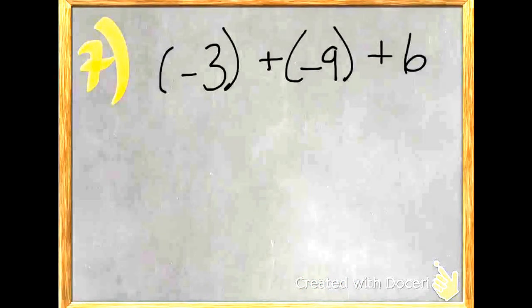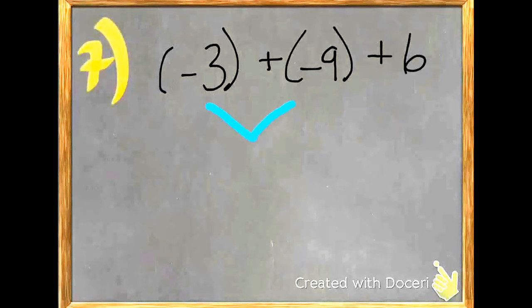All right, so if I follow my strategy of liking to add the negatives together first, or the ones that have the same sign first, I'm going to get a negative 12. Now they're going to fight. The negative is bigger, so my answer is going to be negative. And 12 minus 6 is 6.